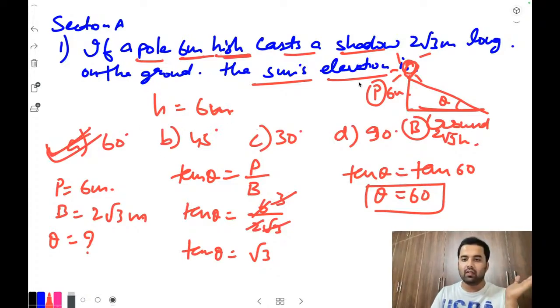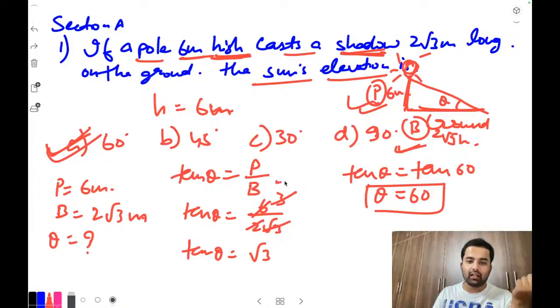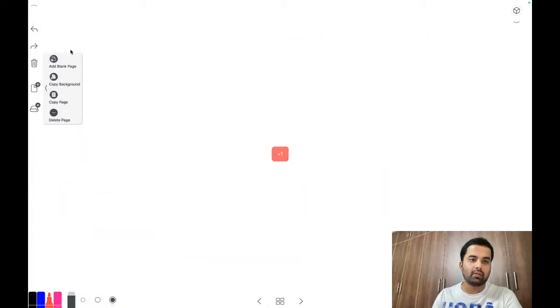Okay. So as we know here, P and B were given because we know that the shadow will be on the ground level only. High means height only. And height stands for perpendicular, right? And the shadow stands for base. According to P and B, we know that tan theta we have to apply, and we put the values, we got the theta value. Okay, so let's proceed to question number two.